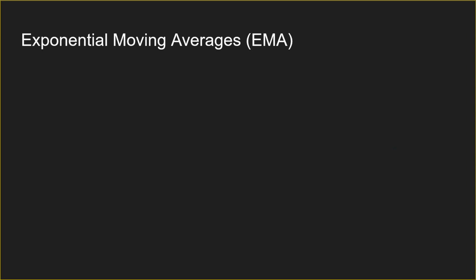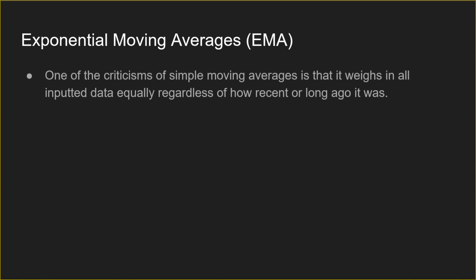Now, the second type of moving average is the exponential moving average. One of the criticisms of simple moving averages, the first moving average we're talking about, is that it weighs all the inputted data equally, regardless of how recent or how long ago it was. It doesn't matter if it's yesterday's price data or price data from 50 days ago. It's all added in and it has the same weight on the average.